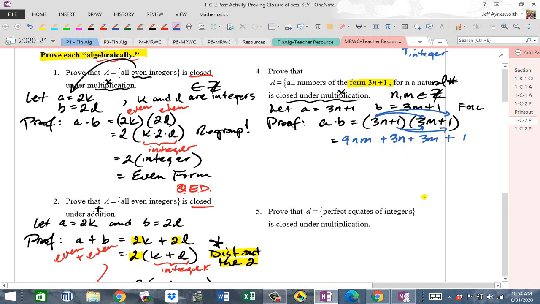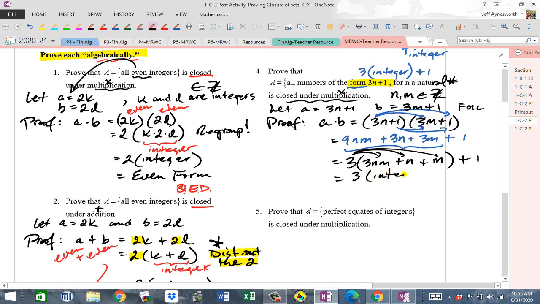Now I have to show that it's in the form of 3 times an integer plus 1. That's the form. So what I need to do is factor out a 3 to make it look like this. 3 times 3nm gives you that 9nm. Distribute out the 3 from the 3n, you get n. Distribute out the 3 from the 3m, you get m. Then bring down the plus 1. You can check this by distributing back. So this is 3 times an integer plus 1.